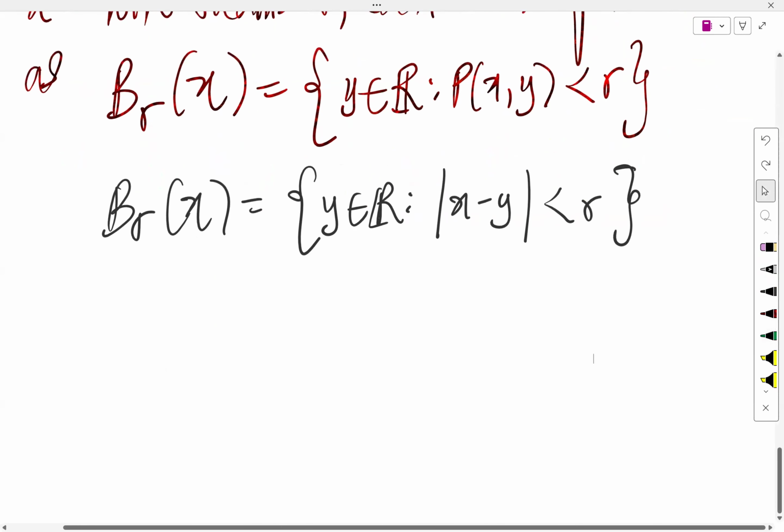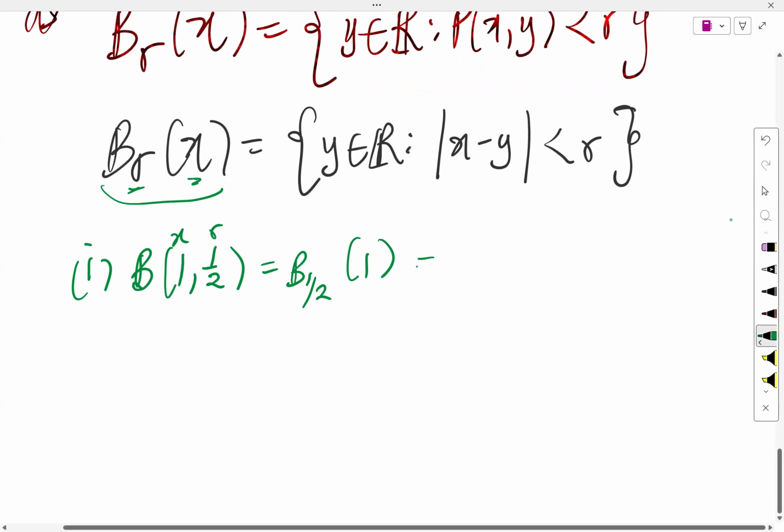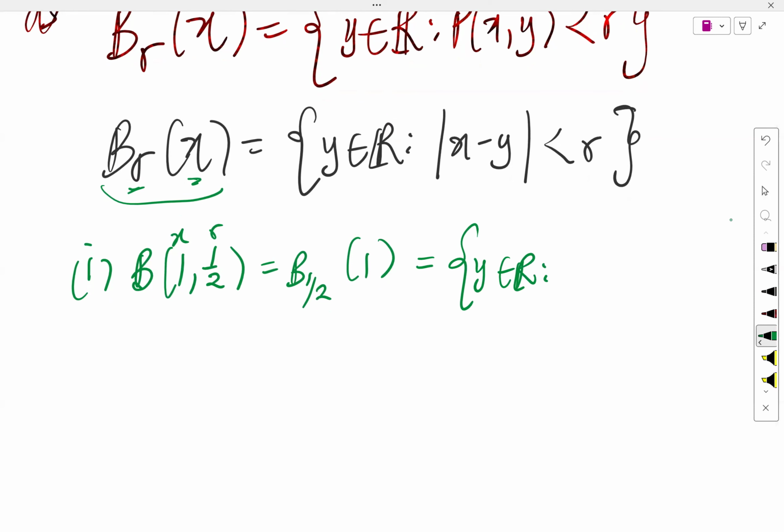So first of all, we want to describe the open ball B of 1 comma half. So this is the center X, and this is the radius. So we can say this is B half, the radius, going by B radius X. So B half 1, that's the center. And of course, that will be equal to the collection of all y belonging to the real number system such that the absolute value of 1 minus y is always less than the radius half.